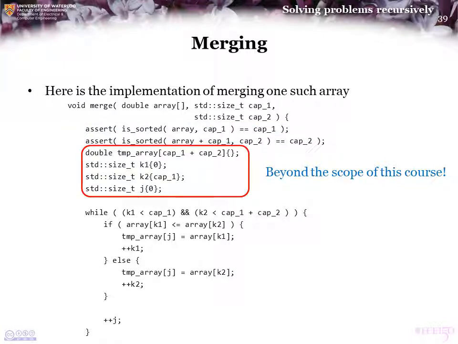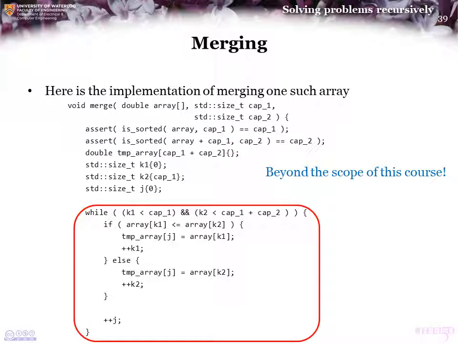So what we will do is create a temporary array of capacity cap1 plus cap2. We will then have two indices that point to the current smallest entry in both the first half and the second half of the array, calling these k1 and k2 respectively, and then the location in the temporary array to which we will copy the next smallest entry, and we will call this j.